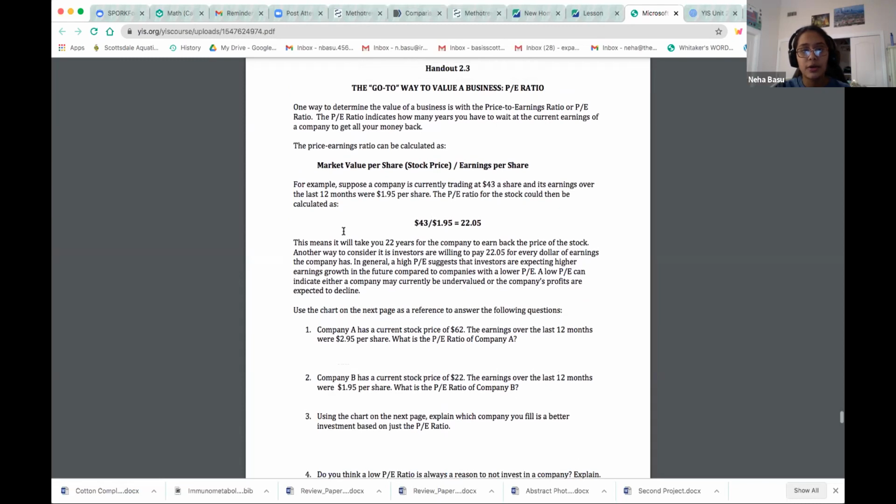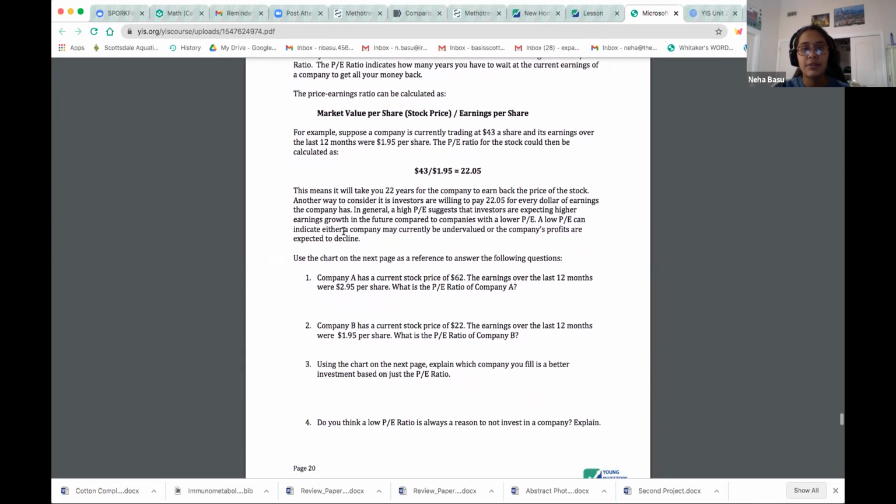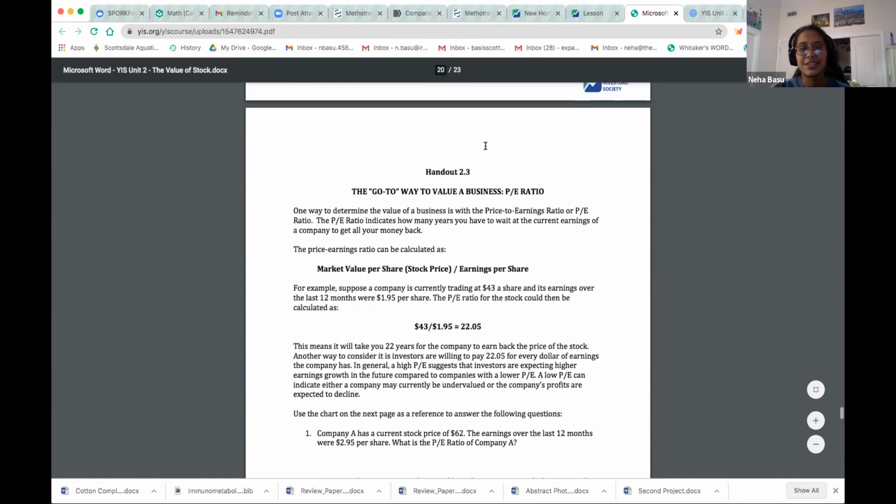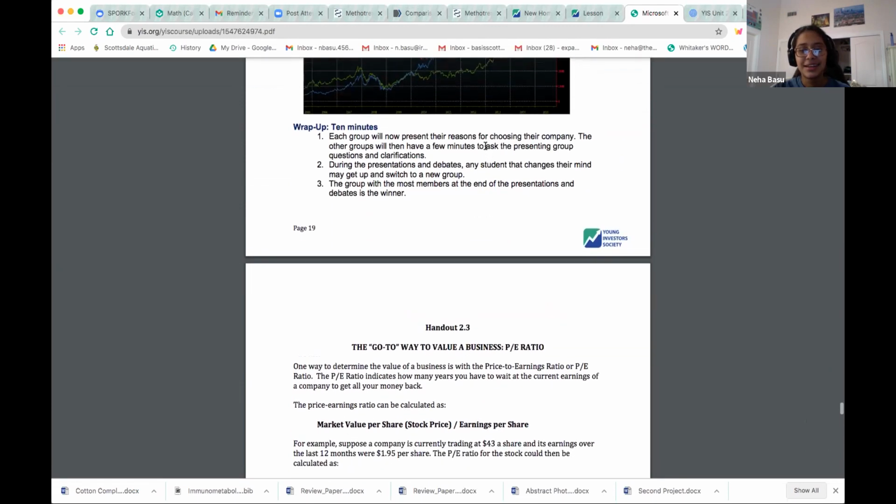So now they go into an example. Let's say you have a company whose current price is $43 and the earnings over the last 12 months, so trailing 12 months earnings per share, is $1.95. So in order to calculate the PE ratio, I probably should have covered this up, but okay.